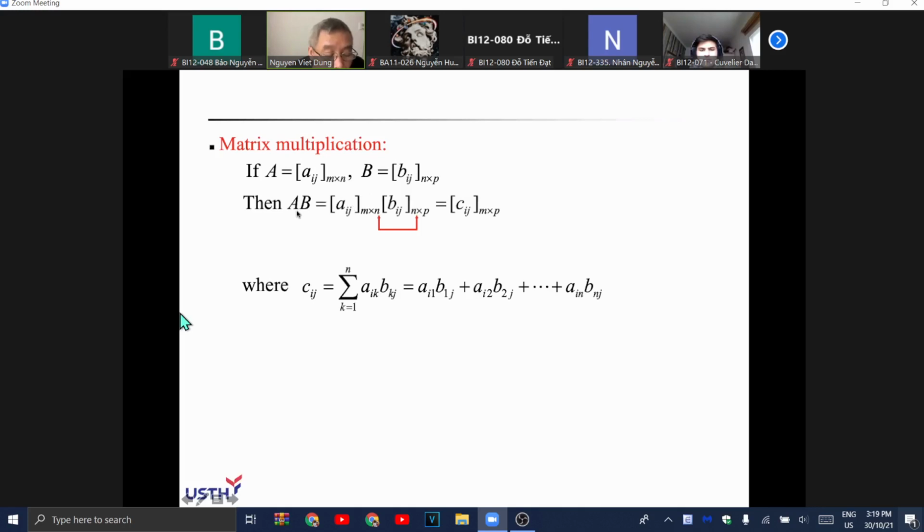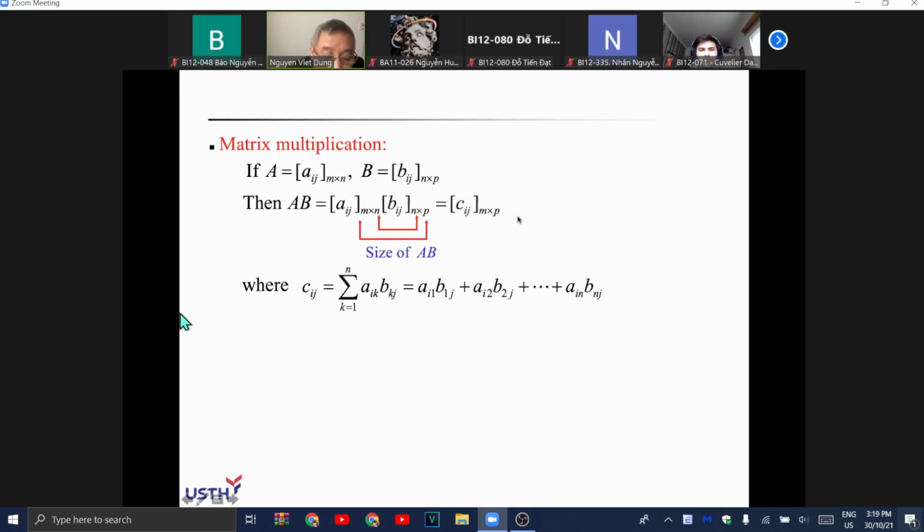In order to define the product AB, we need the number of columns of A to equal the number of rows of B. Without that, we cannot multiply A and B. That is the first requirement we need to have. Then we pay attention to some more things here: the number of rows of A and the number of columns of B. That is the size of the product. So C has size m by p, where m is the number of rows of A and p is the number of columns of B.